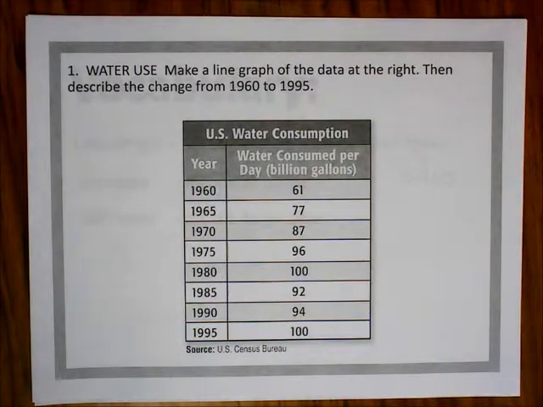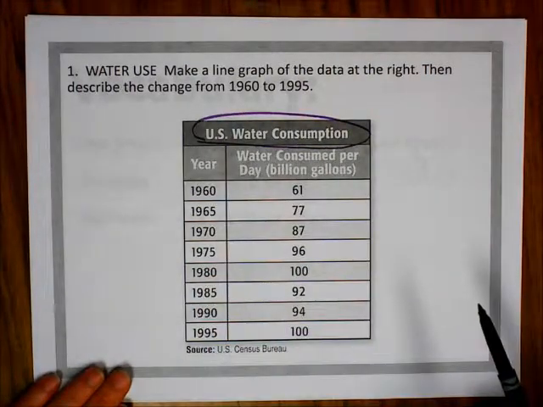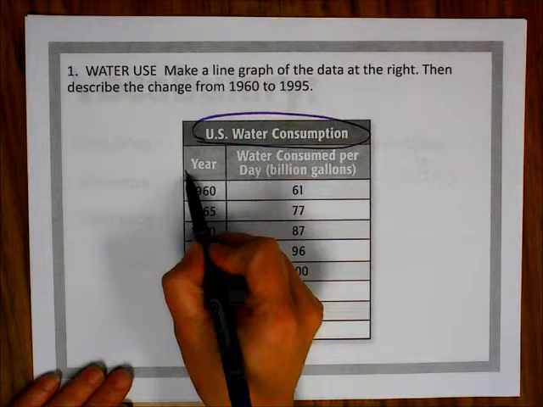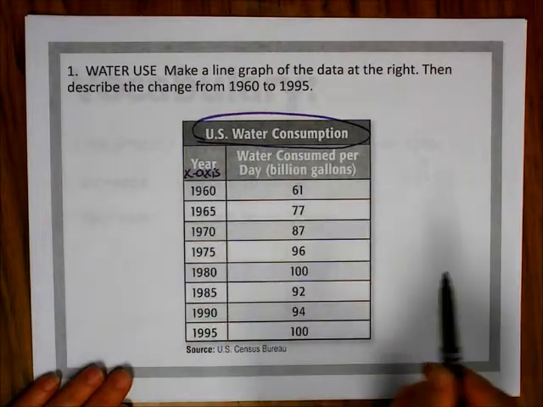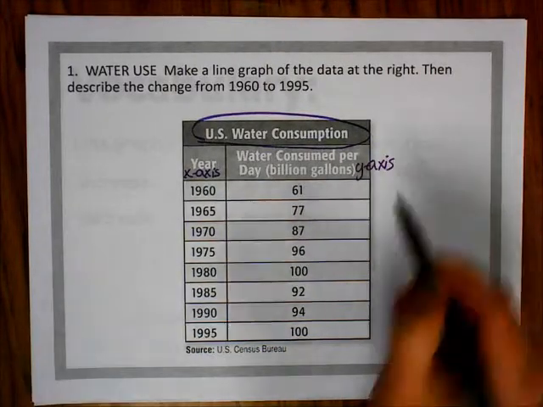In front of you, you should have a copy of a blank line graph sheet for us to fill in together. So let's look at number 1. It says make a line graph of the data, then describe the change from 1960 to 1995. So the first thing we need to do is label our x-axis, our y-axis, and write a title on our graph. If you will look here, there's the title, U.S. water consumption. Remember, the time always goes on the x-axis, so the year is going to go on the x-axis, and what I am measuring, the change over time, is going to go on my y-axis.